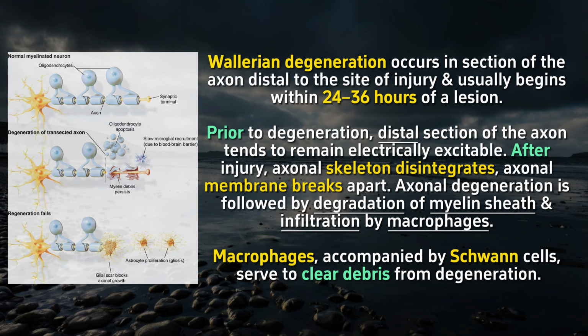After injury, the axonal skeleton disintegrates and the axonal membrane breaks apart. Axonal degeneration is followed by degradation of the myelin sheath and infiltration by macrophages. The macrophages, accompanied by Schwann cells, serve to clear the debris from the degeneration.